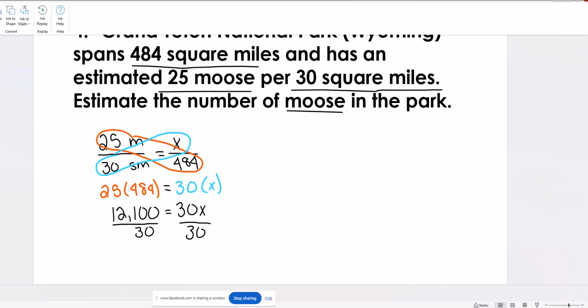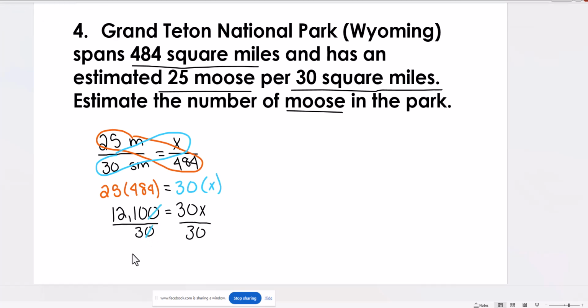Like the last one, they both end in a 0. That's cool. So I can actually cancel this out. And that's going to give me 1,210 over 3 equals X. From here, all I'd have to do, let's do this one by hand, is I'm going to take 3 divided into 1, 2, 1, 0. 3 goes into 12 4 times because 3 times 4 is 12. We're going to subtract that out. I'm going to bring down the next number, which is a 1. 3 doesn't go into 1, so I'm going to have a 0 here. I'm going to bring down the next number, which is 0.